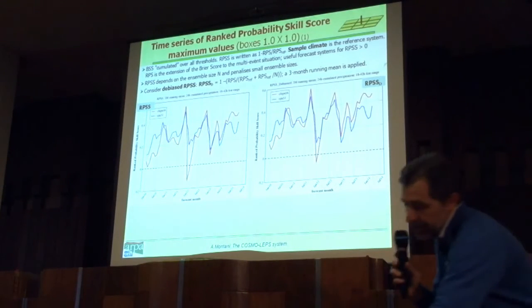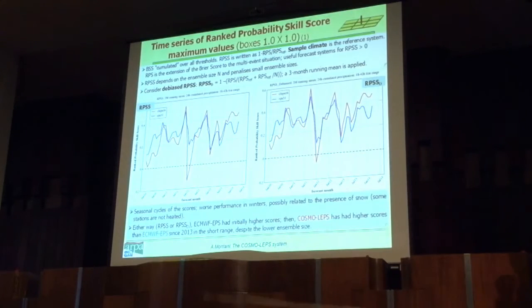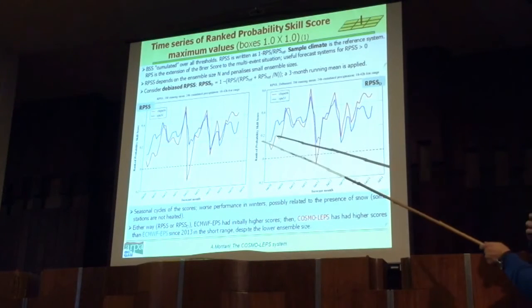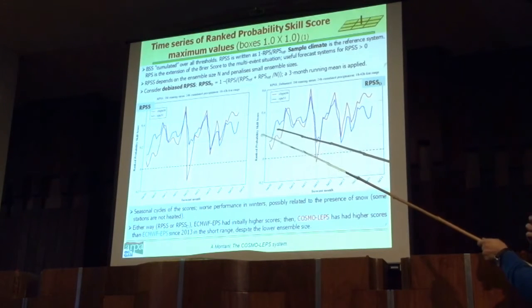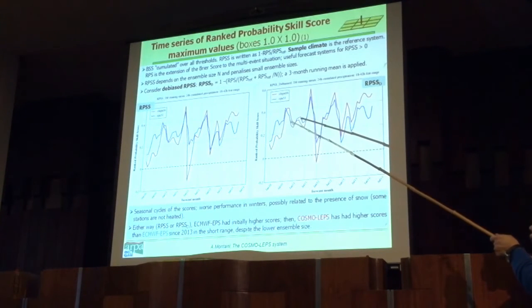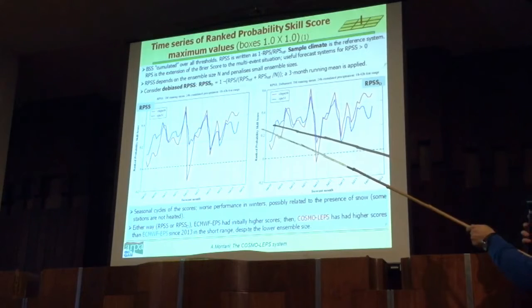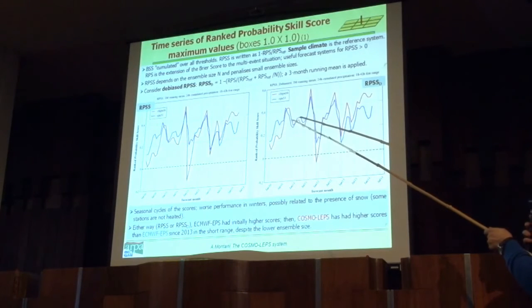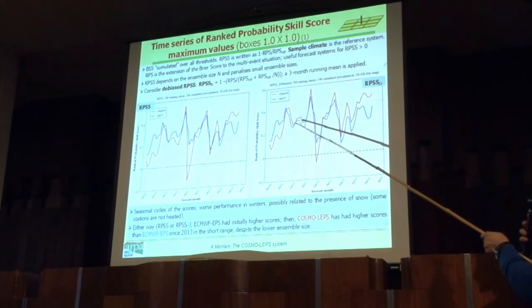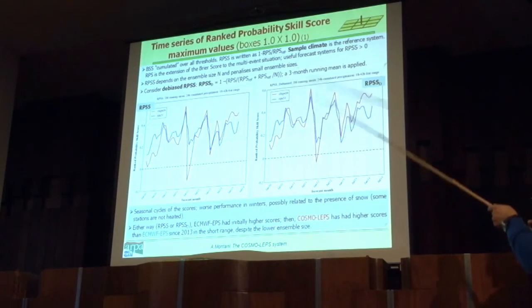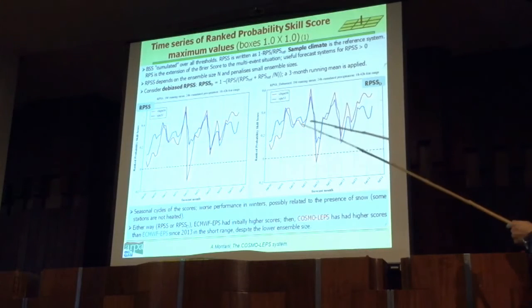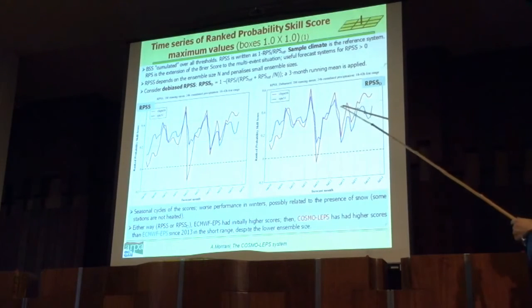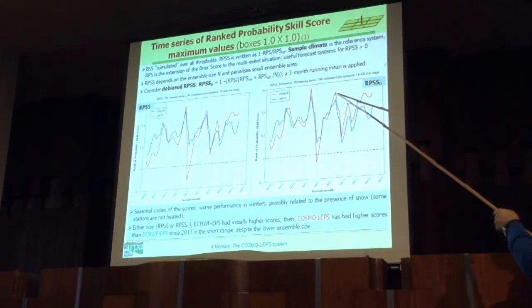So we can say that in the early years, ECMWF was maybe a bit better than Cosmolabs. Between 2010 and 2011, ECMWF was giving better scores than Cosmolabs, because the blue line is above, is higher than the red line. In the last years, we can say that maybe since 2013, probably, or something like that, the red line is always above.